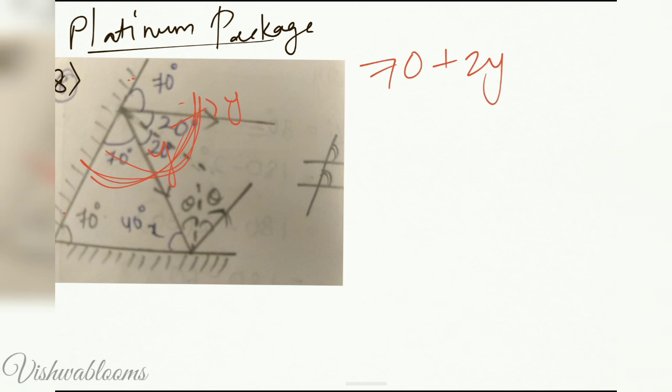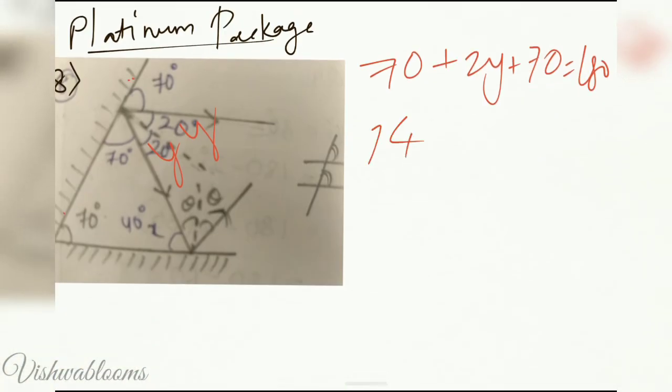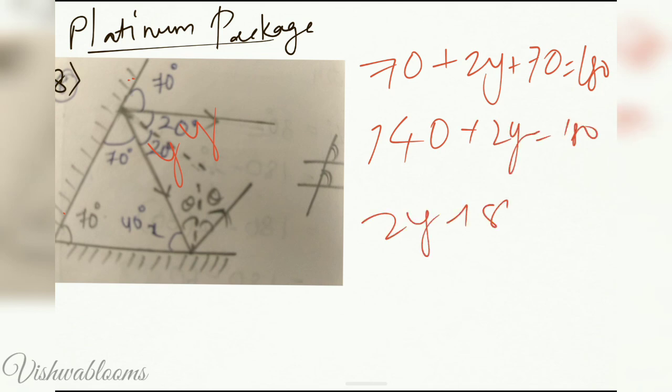That angle and this angle are going to be supplementary, because interior angles on the same side of the transversal are supplementary. Remember that. Now this is y and this is also y. So 70 plus 2y plus 70 is equal to 180 degree. Supplementary is 180 degree. 70 plus 70 is 140, plus 2y is equal to 180. 2y is equal to 180 minus 140. 2y is equal to 40. y is equal to 20.